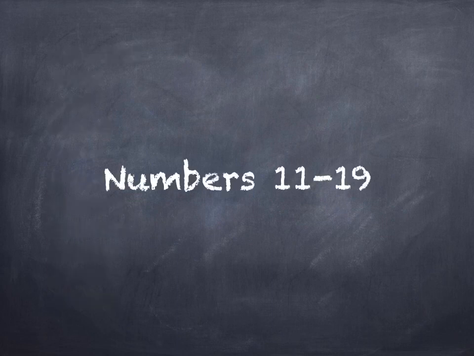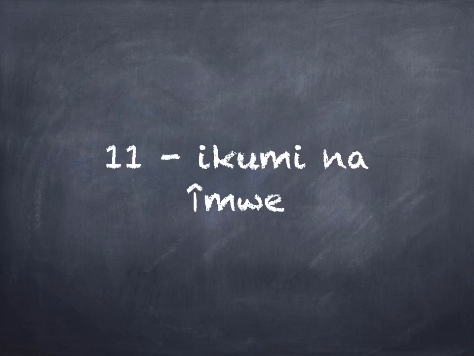In the next set of numbers, that is from 11 to 19, the emphasis is on the pattern. Once you master the pattern, then it's easier to memorize. So in 11, for example, we have the number 1 representing tens, that is ikumi, accompanied by another number of additional units to make double digits. The number 10 and 1 combine together to make 11, that is ikumi na imwe.